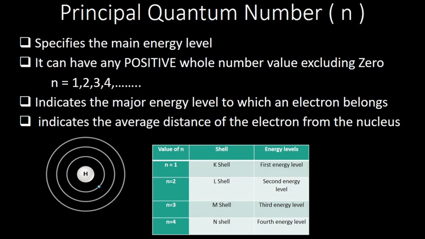And we can denote it by shells, that is K, L, M, N, which is the earlier designation. So instead of n is equal to 1, n is equal to 2, n is equal to 3, n is equal to 4, we can say an electron lies in the K shell, meaning it is in the energy level close to the nucleus. L means second one, M means third, and it goes on like that.